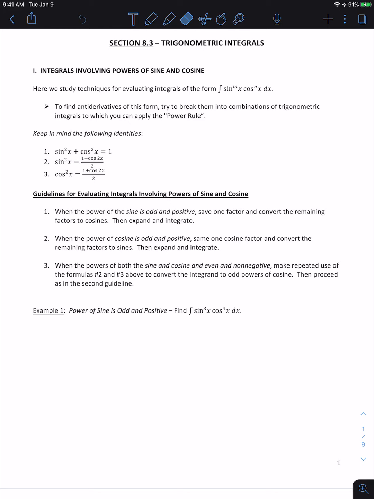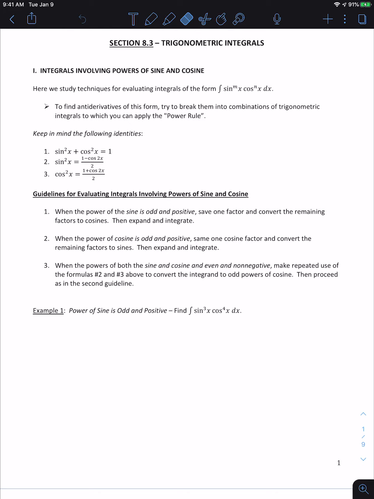Here we're going to look at techniques for studying integrals of the form sine to some power times cosine to some power. To find the antiderivatives of functions of this form, we need to break them into combinations of trig integrals so that we can apply the power rule. In other words, we can use substitution. It looks like sine to some power and then cosine on the outside. Since cosine is the derivative of sine, we could do the power rule with the use substitution. And that's our game plan here.